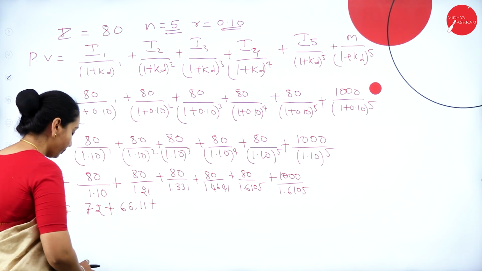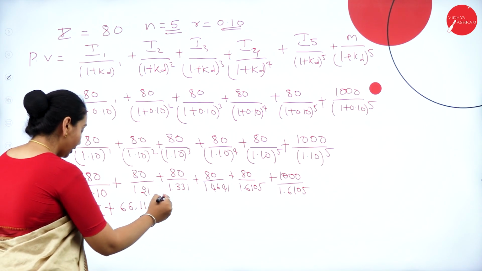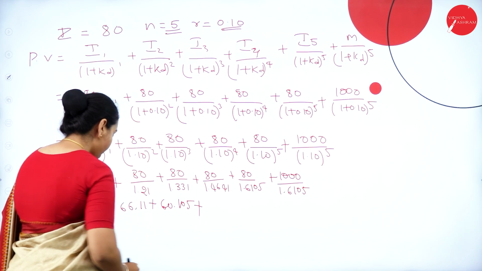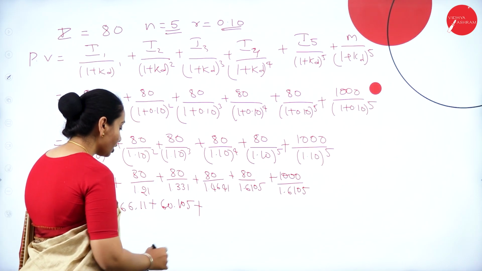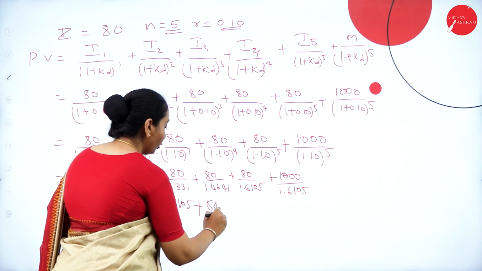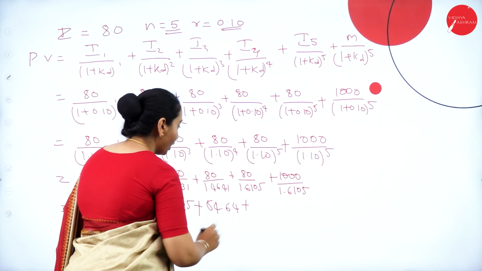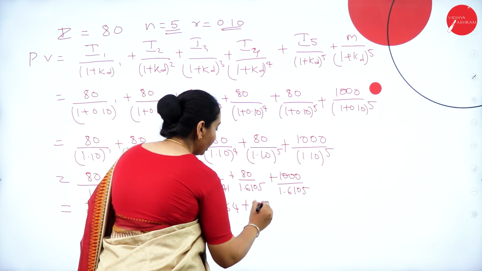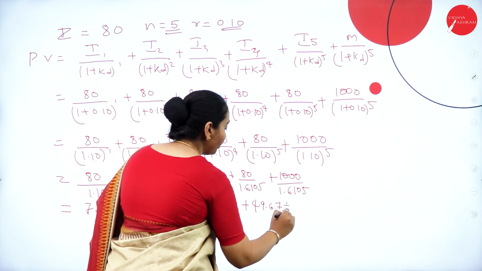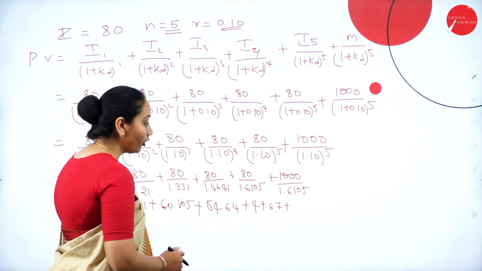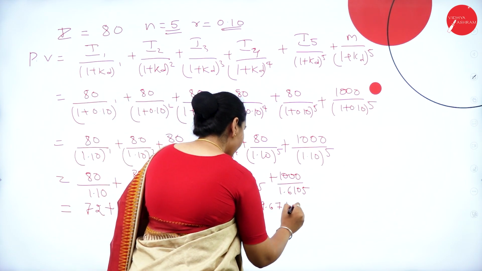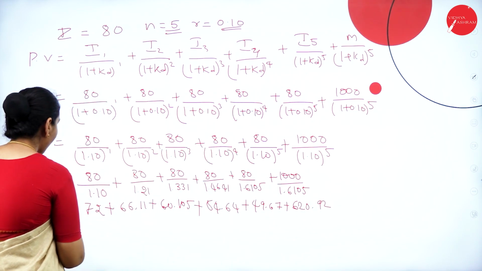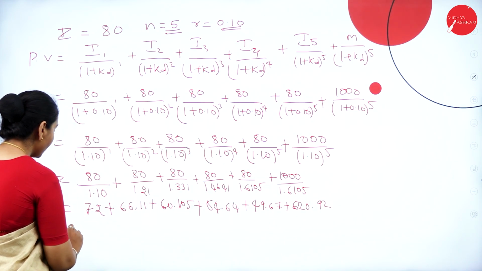So next, 80 divided by 1.10 will get 72 (approximately 72.73), plus 80 divided by 1.21 will get 66.11, plus 80 divided by 1.331 will get 60.105, plus 80 divided by 1.4641 will get 54.64, plus 80 divided by 1.6105 will get 49.67, plus 1000 divided by 1.6105 will get 620.92.